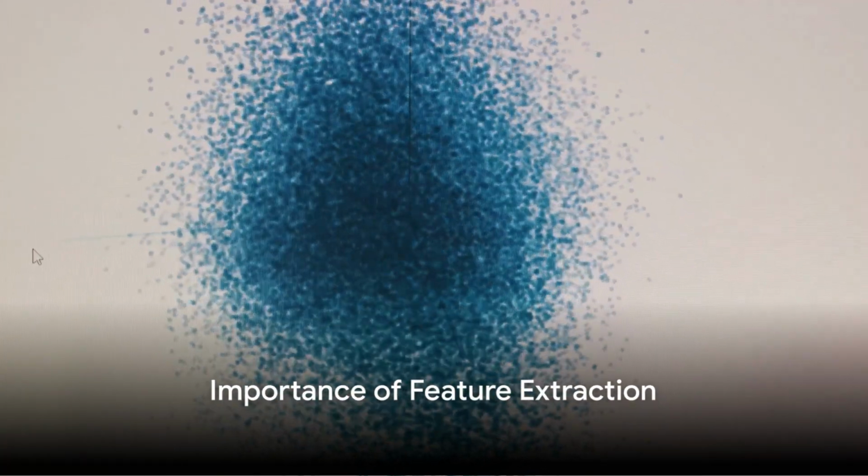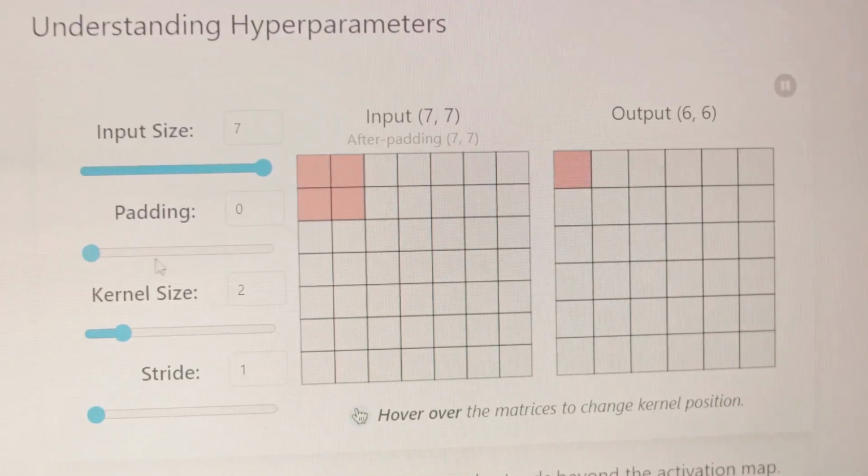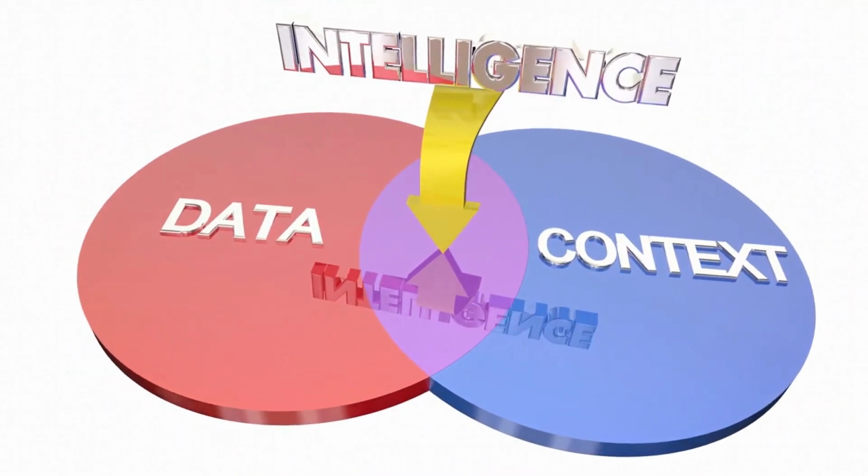But why is this process so important? Well, good feature extraction can lead to more accurate predictions and insights from the data. It can help us separate the signal from the noise, making our models more efficient and effective.